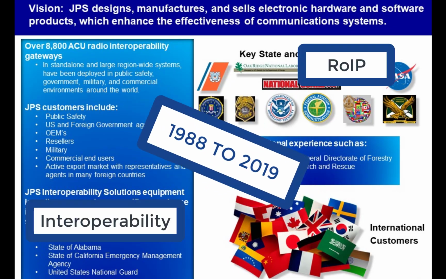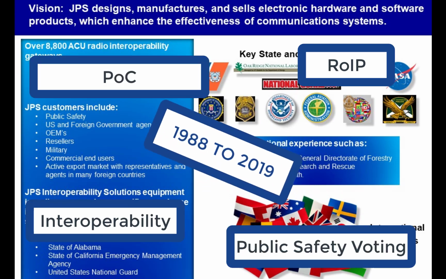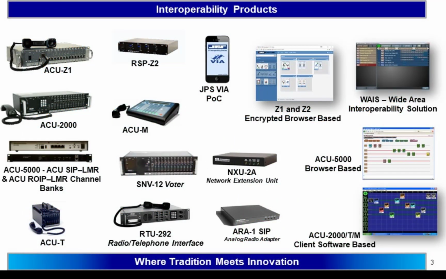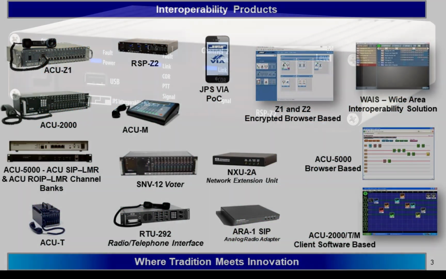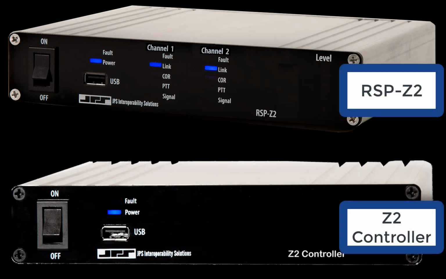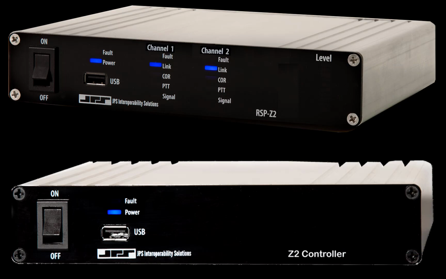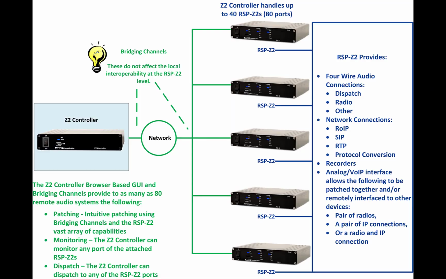JPS Interoperability Solutions has several decades of experience with voice communications interoperability, fielding their first devices in 1989. Over this time, the company has encountered and resolved the wide array of problems that can occur when disparate devices are patched together. The Z2 controller embodies that experience and creates a capable, wide area interoperability system, tying together the wide range of various voice communication devices interfaced to it remotely via dual-channel RSP-Z2s and other means.